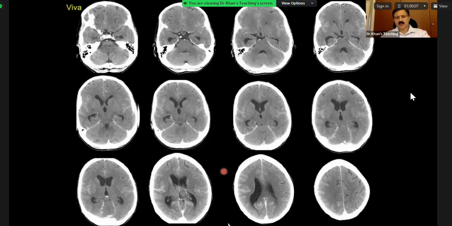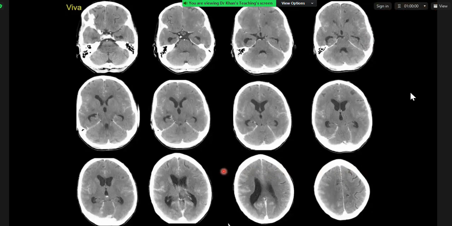What's happening here? Over to you. So there are multiple areas of high density within the sella side, bilaterally, and more prominent on the right actually.